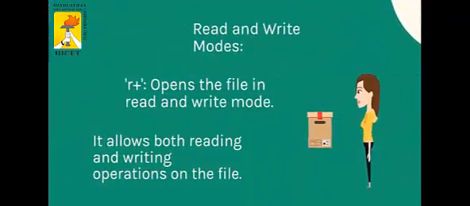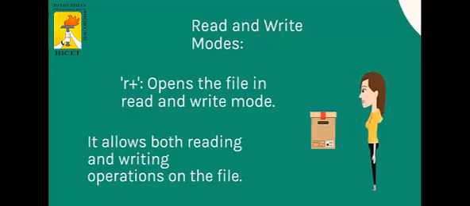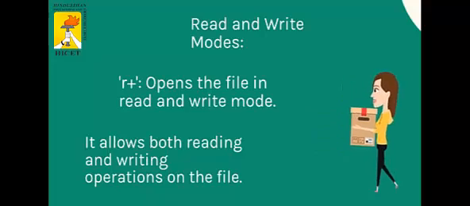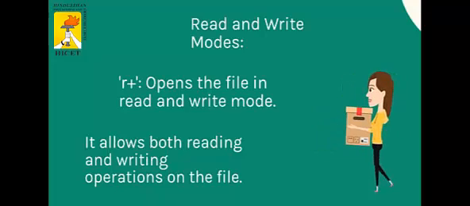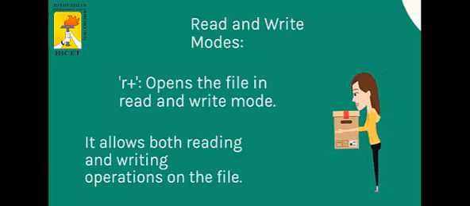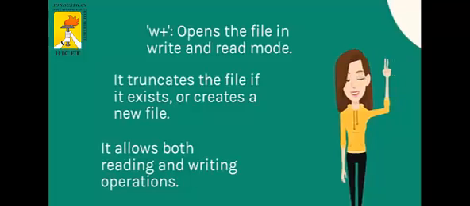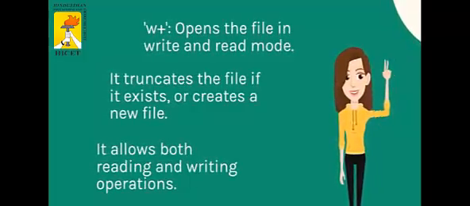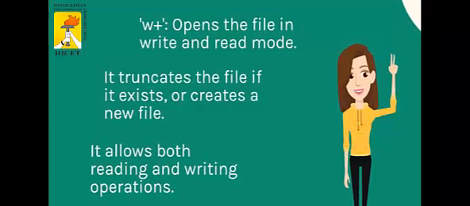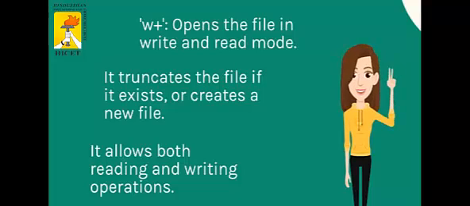And next, read and write mode. When we want a file for both reading and writing, we can open the file using the symbol R plus. So the alphabet R and the operator plus is used to open a file in read and write mode, which allows both reading and writing operations on the file. And W plus is used to open a file in write and read mode. First the data will be written and then we can read it. It truncates the file if it exists.